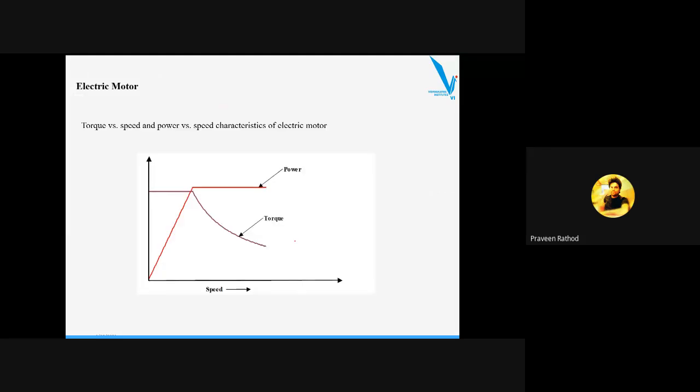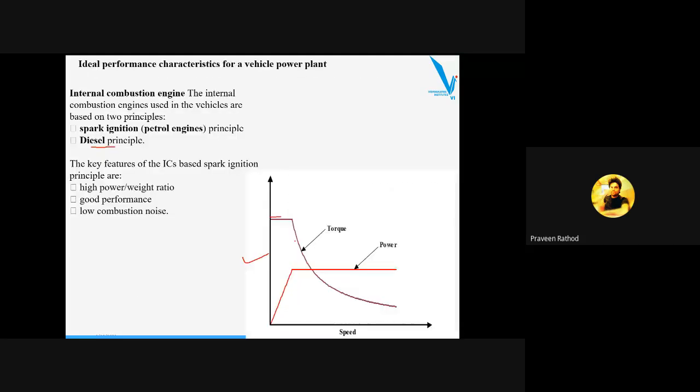Sorry, I was confused. Maximum torque is available at first gear. You can see with the help of this figure how to compare torque and power. How will you compare torque and power both?